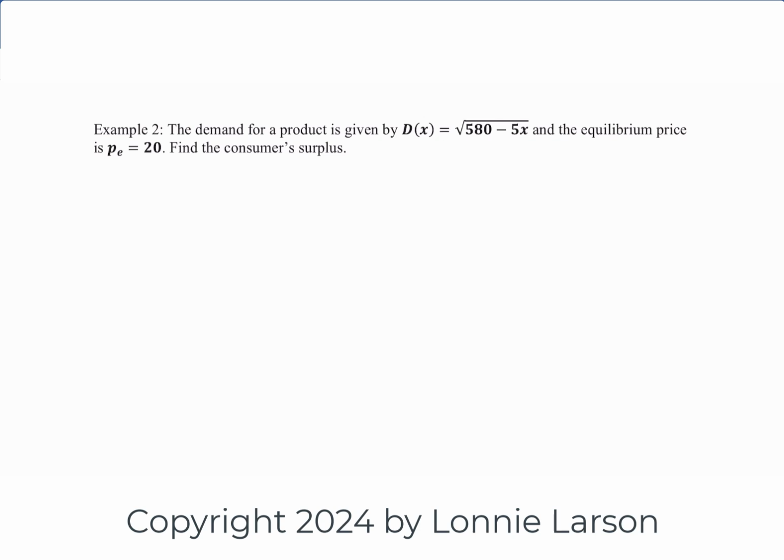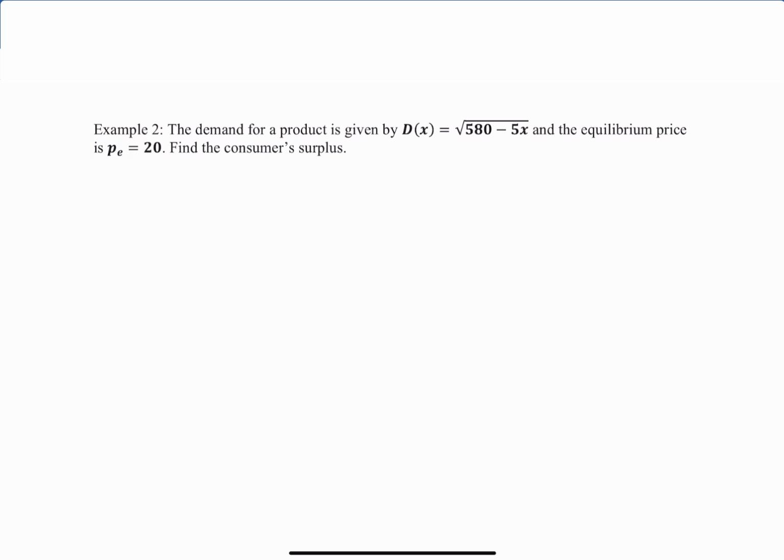I've got one more example for you that you'll need for the homework problems. We're given a demand function and the equilibrium price, and we're asked to find the consumer surplus. Now, our consumer surplus formula to get the area underneath the demand curve and above the equilibrium price is the definite integral of the demand function minus the equilibrium price. And our limits of integration go from 0 to the equilibrium quantity.